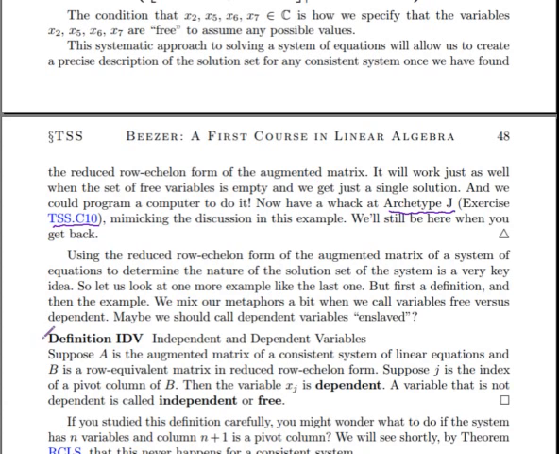Okay. Now here we're using a different notation. Here we talk about independent and dependent variables. The dependent variables are the same as the pivot variables. They're the variables corresponding to the pivot columns. The independent variables are the same as the free variables. Okay, just a different way of saying it.